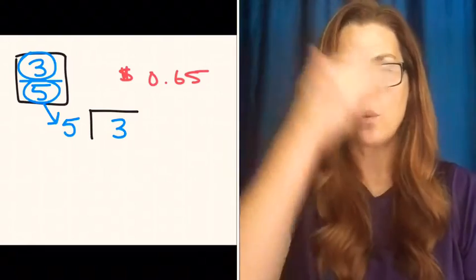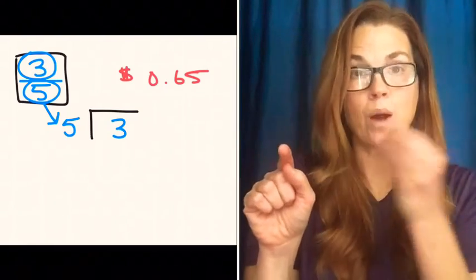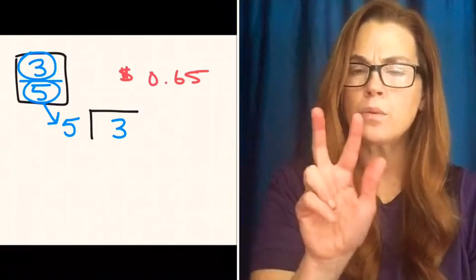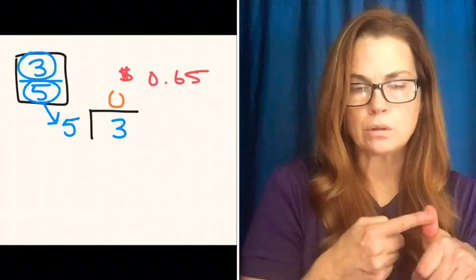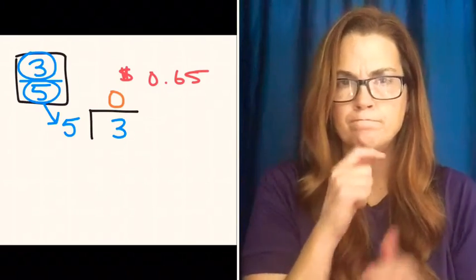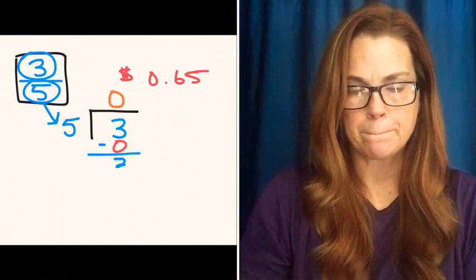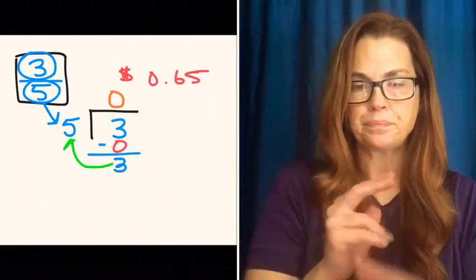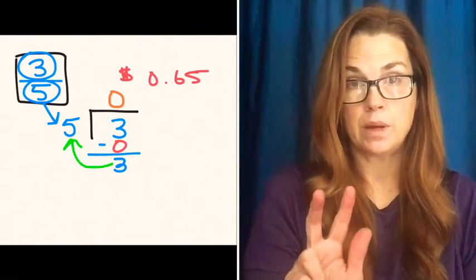3 divided by 5. Now, how many times can I subtract 5 from 3? Or how many groups of 5 can I make from 3? And I think we agree the answer to that is 0. I can't make any groups. 5 times 0 is 0. 3 minus 0 is 3. When I compare, 3 is less than 5. That's excellent.